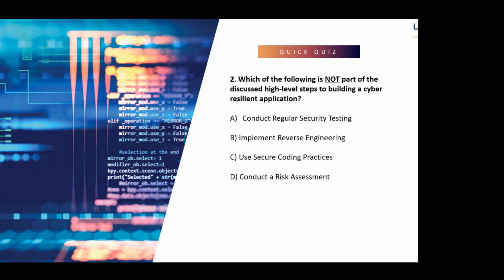Quiz number 2. Which of the following is not, you can see the emphasis there, not part of the discussed high-level steps to building a cyber resilient application? I just mentioned all the high-level steps. I think about 6 or 7 of them. So which of the following is not? A, conduct regular security testing. B, implement reverse engineering. C, use secure coding practices. Please, I need you to listen to the question. They said, which is not? Then D, conduct risk assessment.